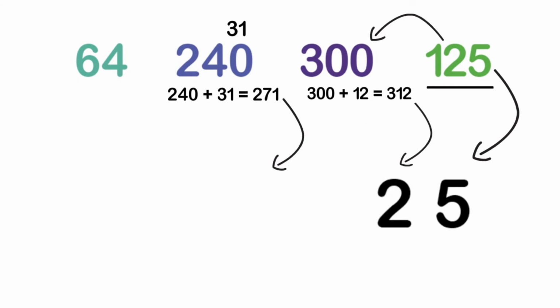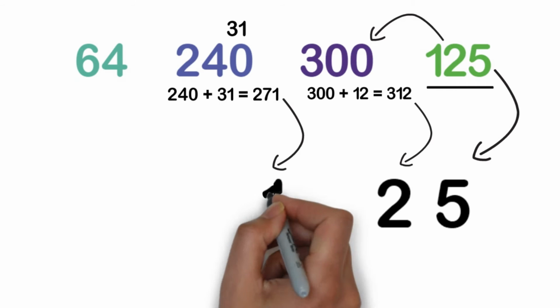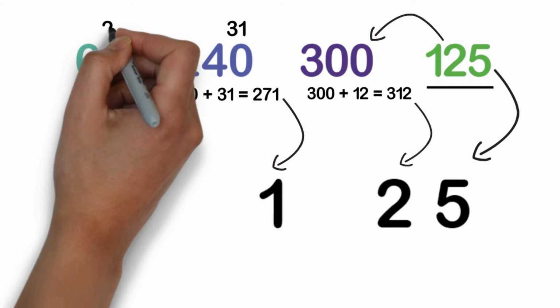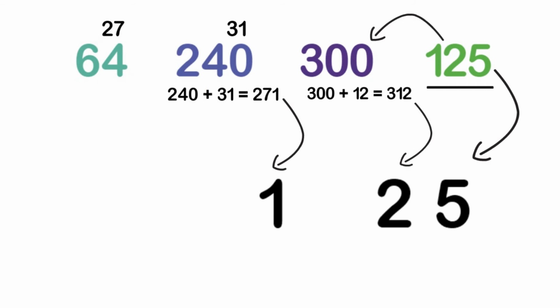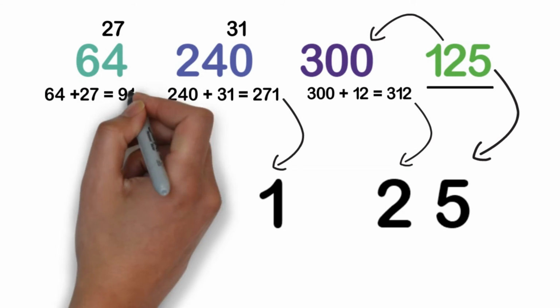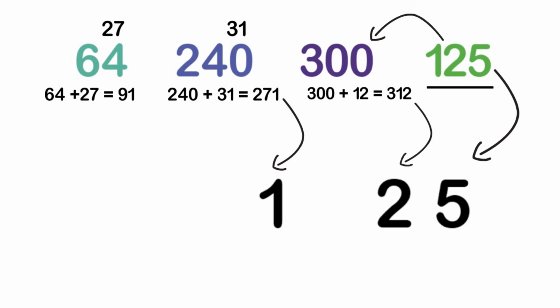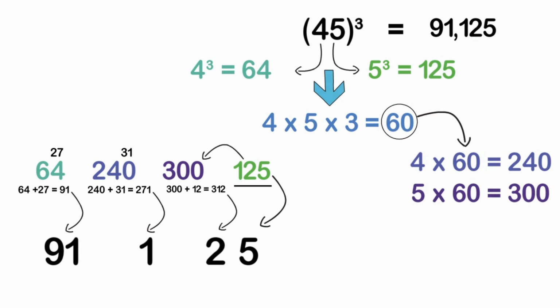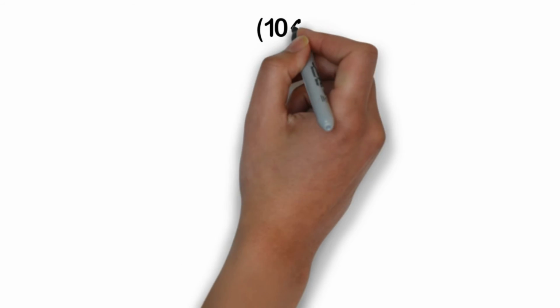Now we have 271 in the middle left. So we keep 1 and take 27 over to the first left. So we have 64 plus 27, which equals 91. Our final answer equals 91,125.